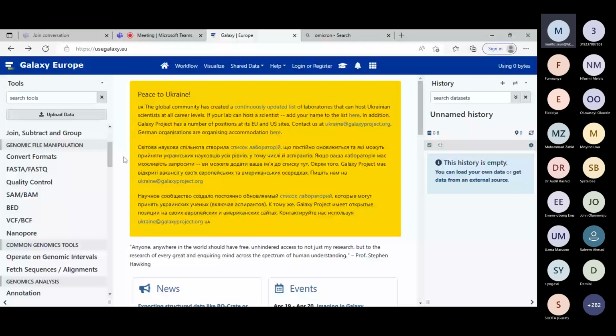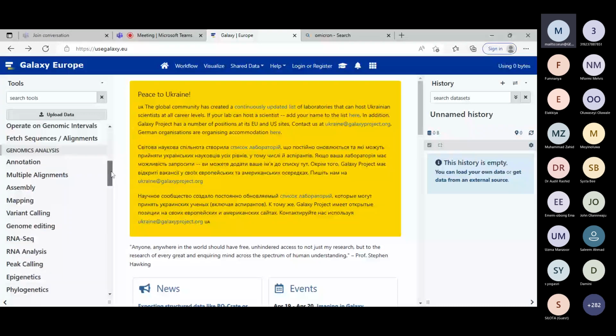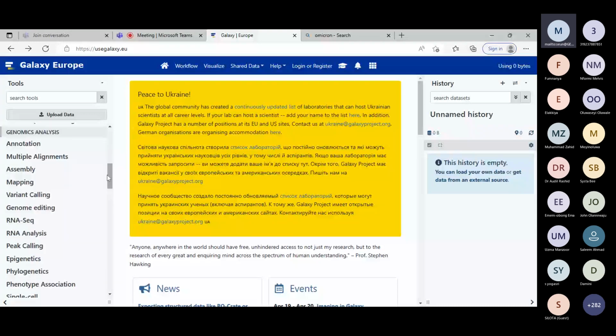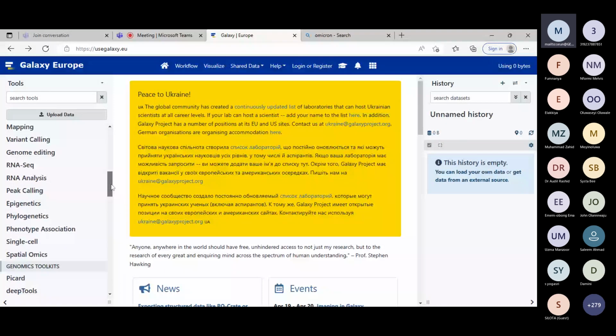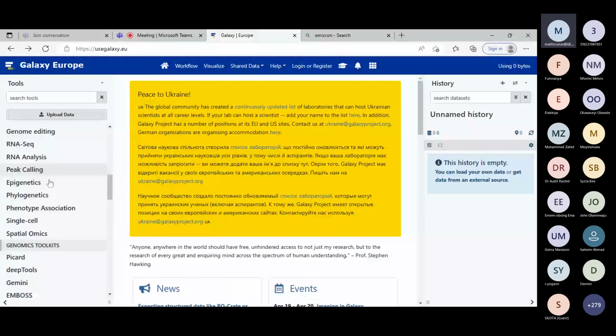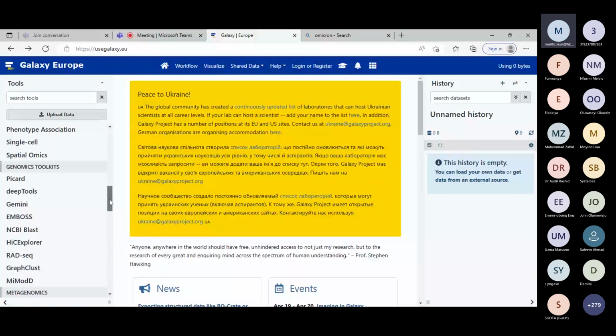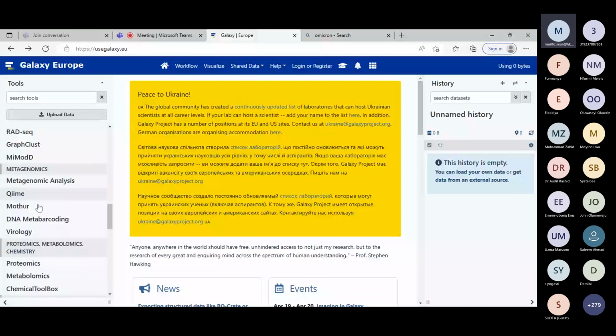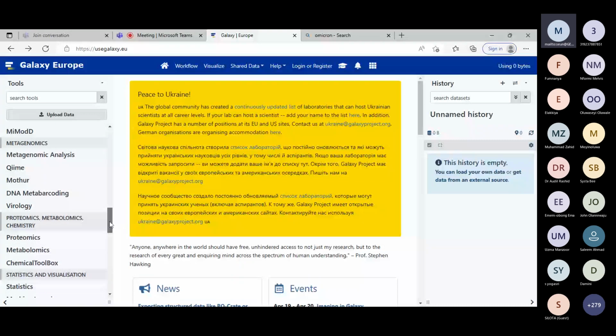Then we have the main genomics analysis, like annotation, assembly, mapping, variant calling, genome editing, RNA-seq analysis, RNA analysis, epigenetic analysis, phylogenetics, peak calling, different kinds of things. So much. We have genomics toolkits. We have metagenomics analysis, where you can use them to do quite a number of different kinds of analysis. So let's look at the genomics aspect.